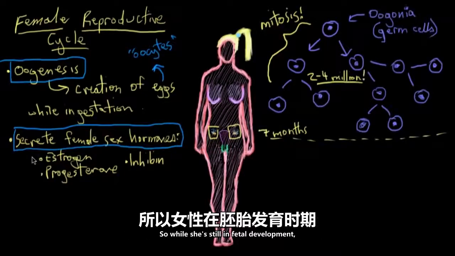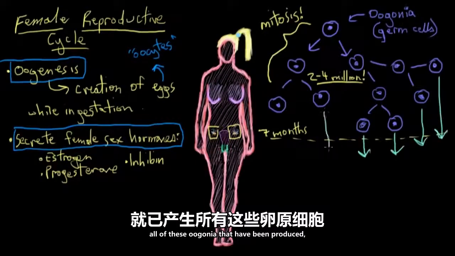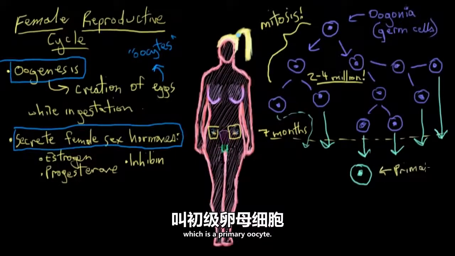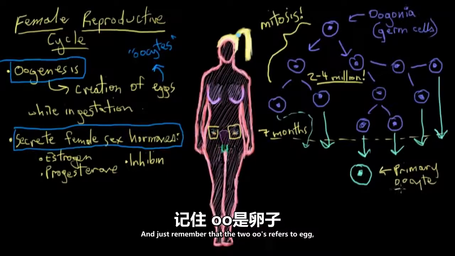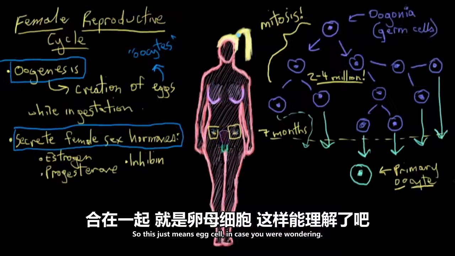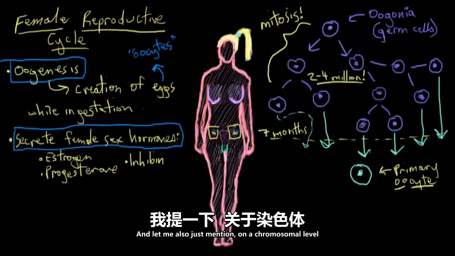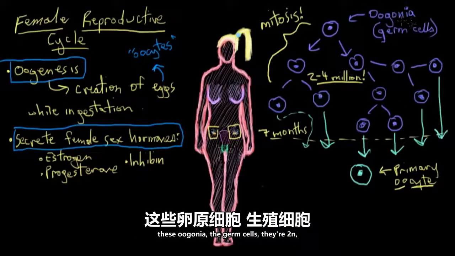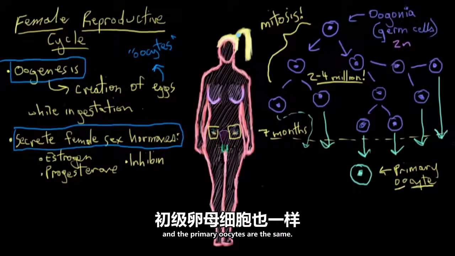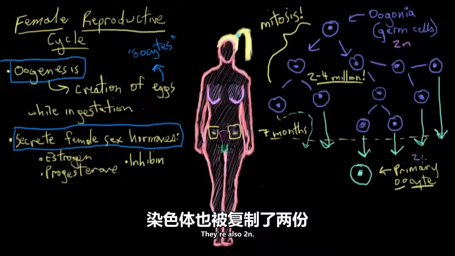So while she's still in fetal development, all of these oogonia that have been produced, they all develop into the next stage, which is a primary oocyte. And just remember that the "oo" refers to egg, and the cyte, C-Y-T-E, refers to cell. So this just means egg cell, in case you were wondering. And let me also just mention on a chromosomal level, these oogonia, the germ cells, they're 2N, which means they have 2 copies of each chromosome, and the primary oocytes are the same, they're also 2N.